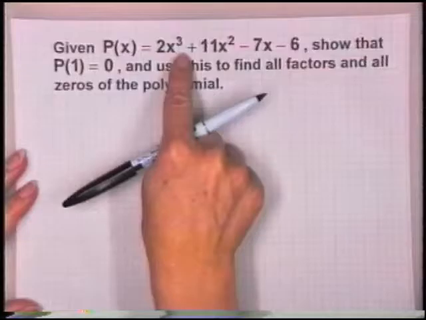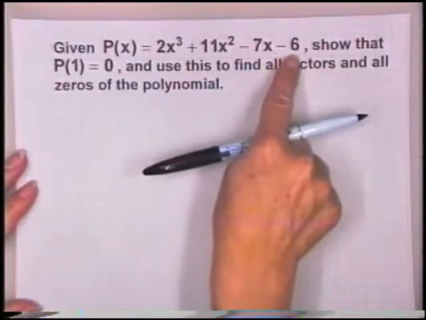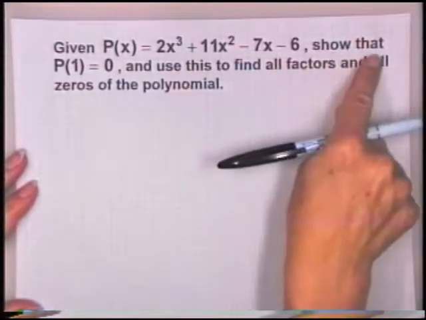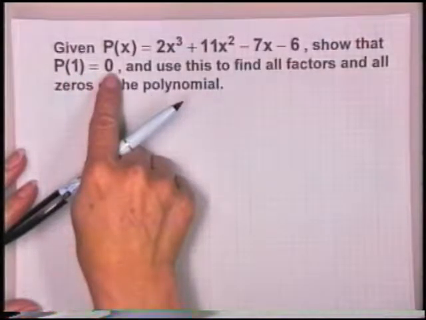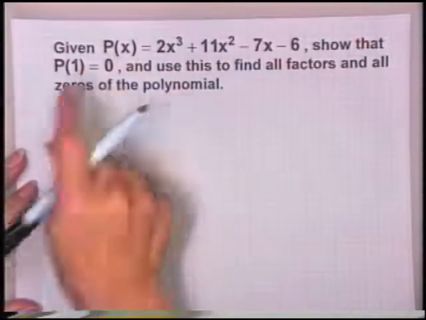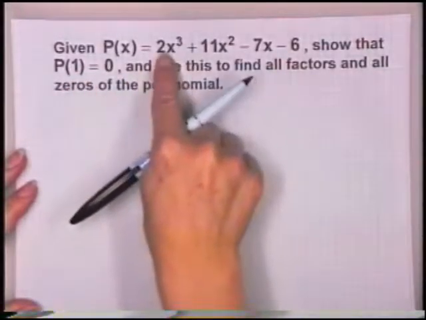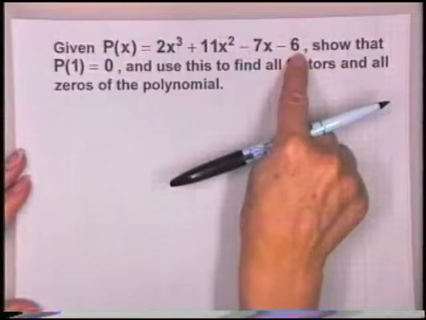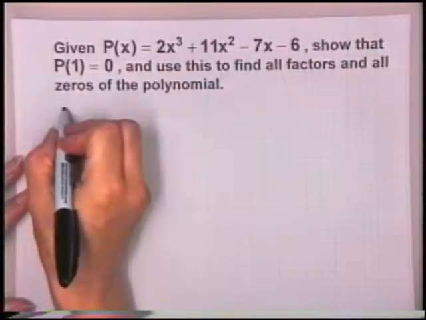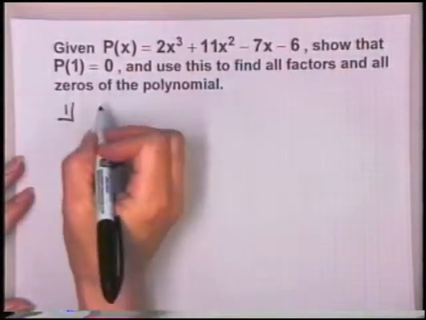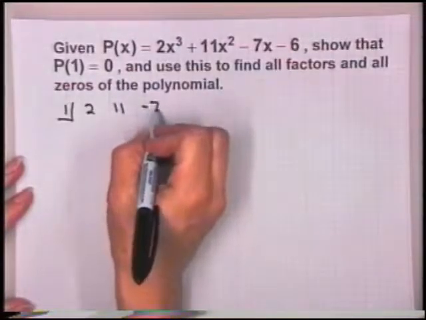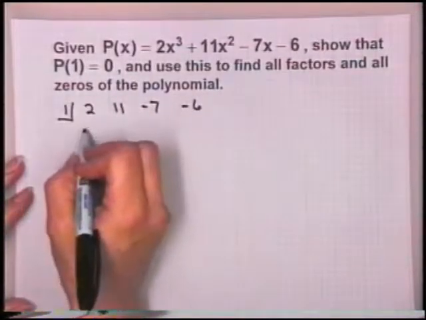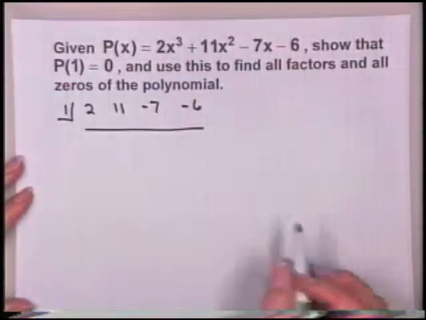Given a polynomial 2x cubed plus 11x squared minus 7x minus 6, it says to show that p of 1 is 0. Okay? If I substitute 1 in, I get 0. Now, since it's a 1, you could just put in a 1. But remember, another way to look at that is to say, okay, if I put a 1 here: 2x cubed, 11x squared, negative 7x, minus 6.